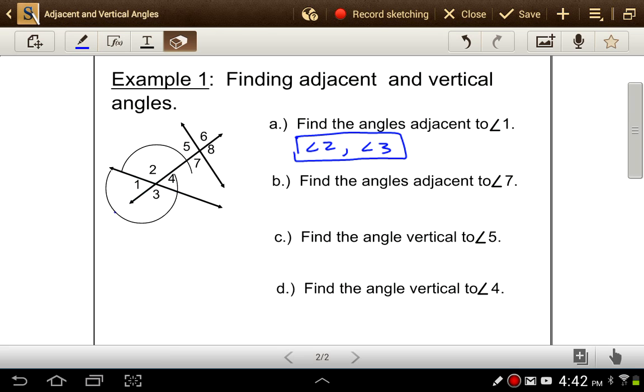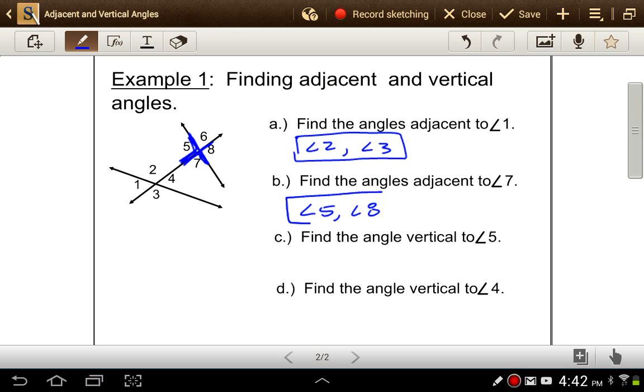Find the angles adjacent to angle 7. So here's angle 7 right here. So which ones are adjacent to that? Well, our first one here would be here and here. So that would be angle 5. And then also this angle here and angle there. So that would be angle 8. So those would be the angles adjacent to angle 7. They share the side and the vertex.